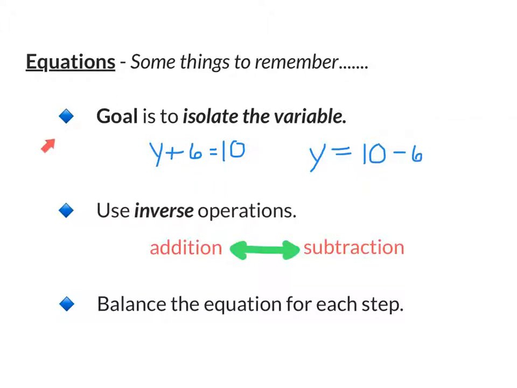The first is that our goal is to isolate the variable so that the variable is on one side of the equation and our constants and other terms are on the other side of the equation. The second thing we're going to keep in mind is that we need to use inverse operations to solve an equation. In this video, we're going to use addition to undo subtraction and subtraction to undo addition. And finally, we're going to balance the equation at each step.